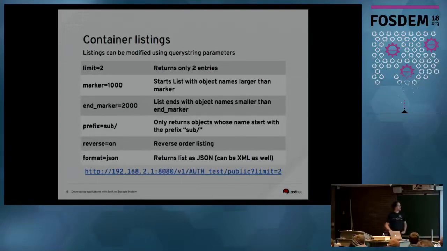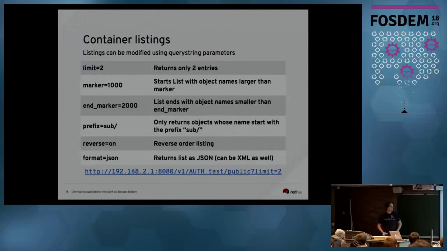I can also use a modifier to only list a specific subset of objects, for example using a prefix. Let's assume you store thumbnails and high-resolution pictures in the same container, but I only want to get the list of thumbnails within my request. Then I could use a prefix to filter for objects that just start with, in this case, sub, for example.